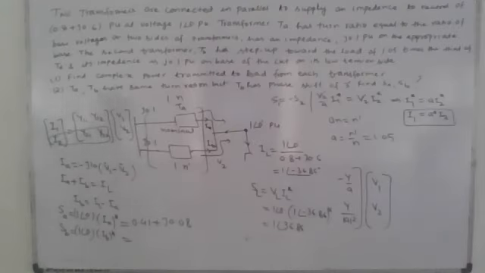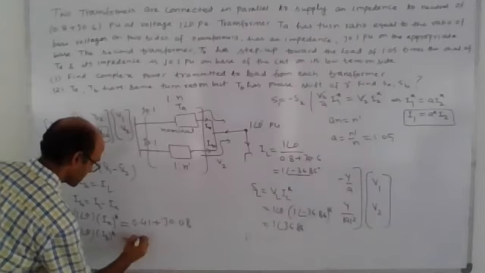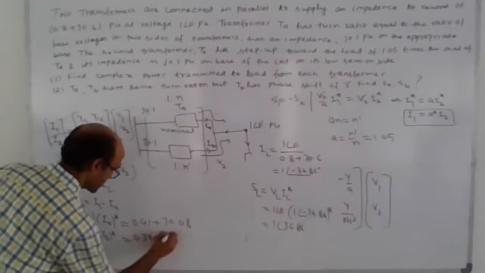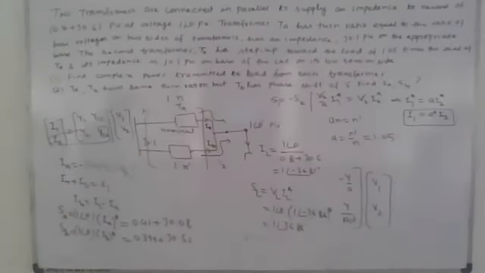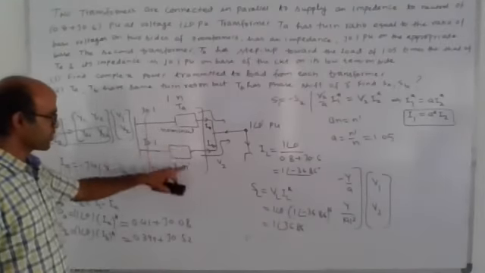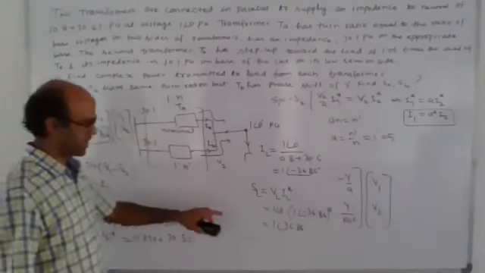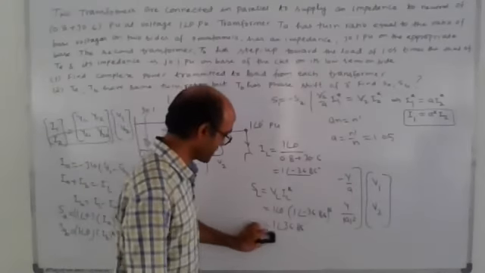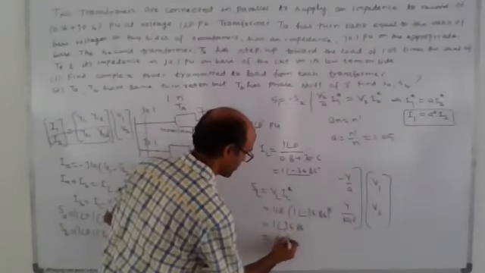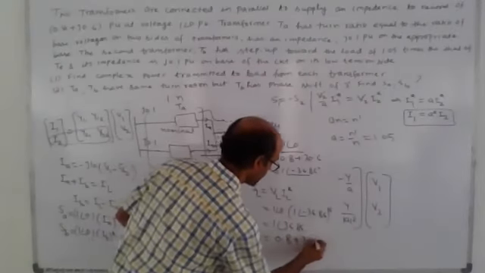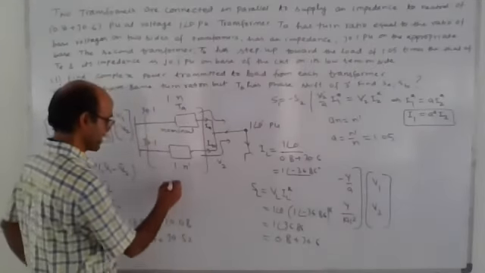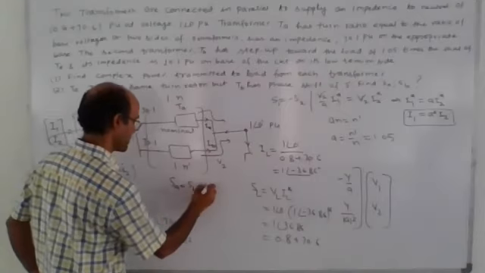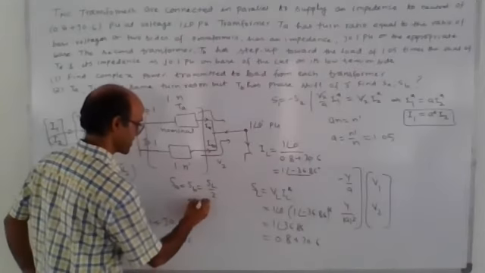Computing SB comes to be 0.39 plus J 0.52. Now, if these two transformers share equal power, then what is this? This power, if you are writing this in Cartesian form, is simply J 0.8 plus J 0.6. Okay? So if these two transformers share equal power, in that case SA equal to SB equal to SL by 2. Right?